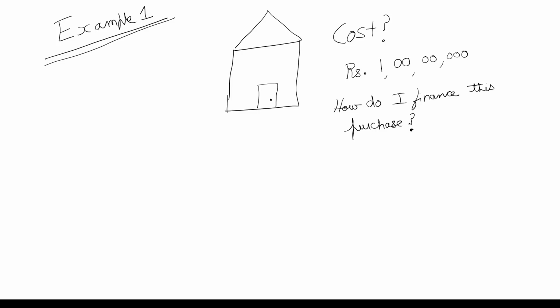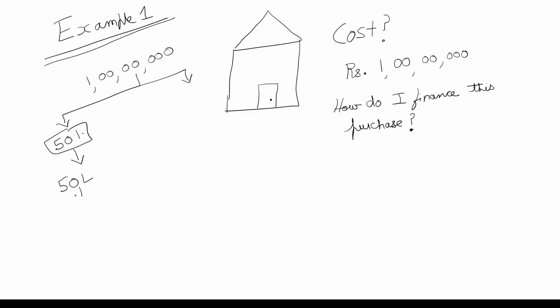There are probably different sources from which I can raise finance. In our simple example right now, example one, I'm going to assume a simple financing structure. Let's say out of this 1 crore that I need for this property, 50% of this 1 crore, basically 50 lakhs, comes in the form of savings. Let us say I have my own money and I'm putting in my own money to the extent of 50 lakhs, which is 50% of the property cost.